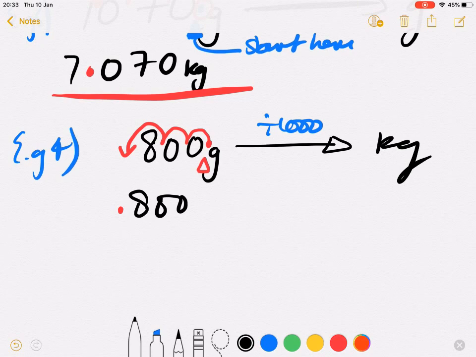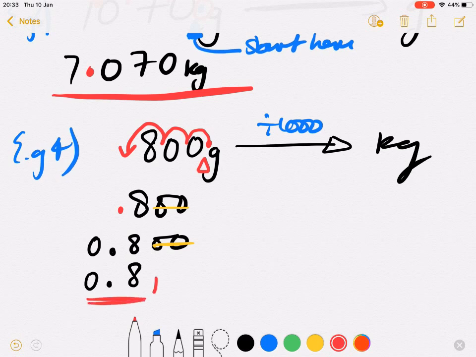Now, this is a bit of a strange answer. We have 0.800. Now, we don't need these last 2 zeros. As we said, these are called unnecessary zeros. They are not required in the final answer because they don't do anything in this particular instance at the end of the number. So, let's finish up our answer. Our final answer is 0.8 kilograms, and we are done with that question.